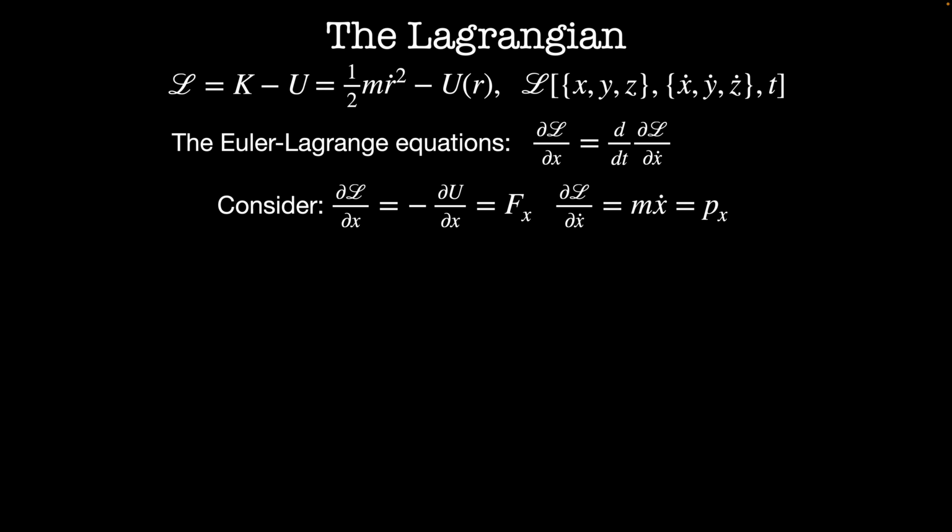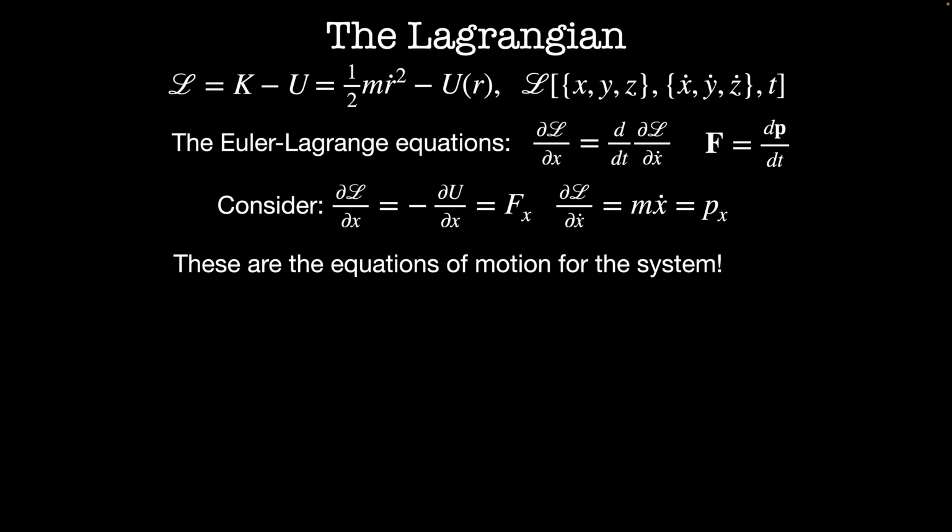What about the right side? ∂L/∂x dot is equal to m x dot, which we know is the momentum in the x direction. So what the Euler-Lagrange equation is saying is that the force is equal to the rate of change of momentum. This means that the Euler-Lagrange equations are the equations of motion for my system in each of these coordinates.